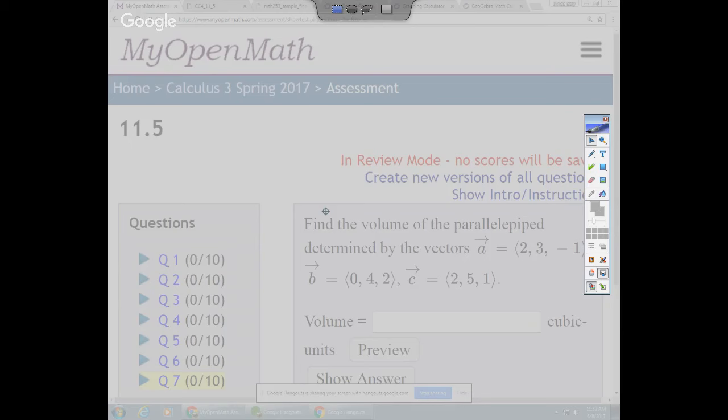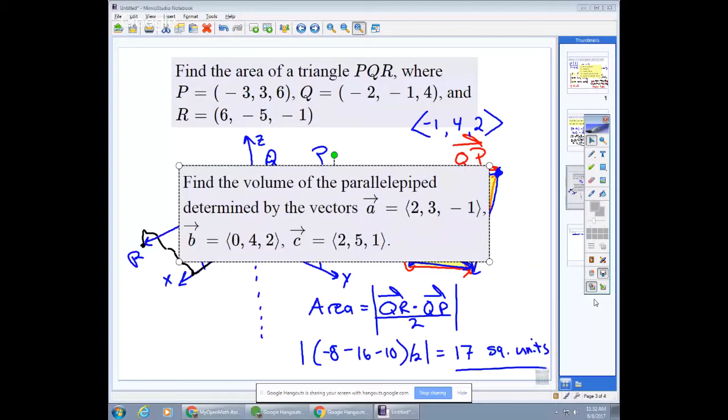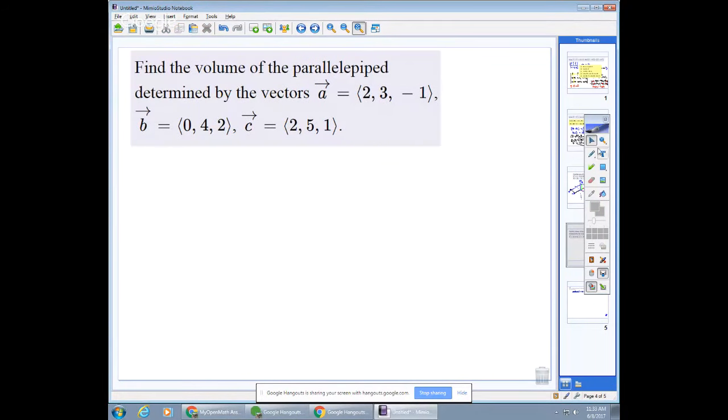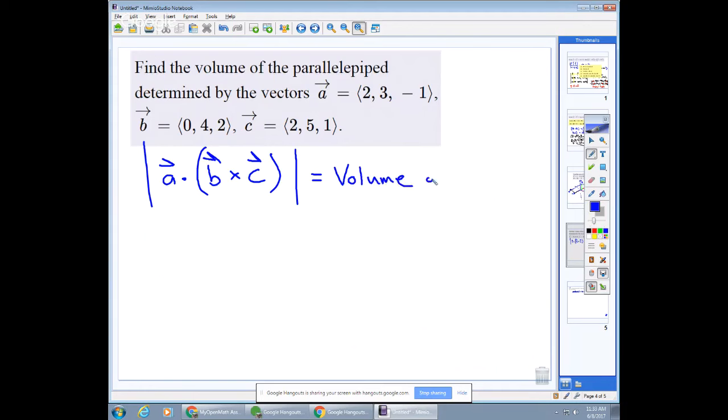Let's see, screen clipping, new page. So one way to solve this problem would be to find the cross product of B and C, excuse me, I keep messing that up. That's going to give me a new vector, and then if I dot that with vector A and consider the absolute value of that, that'll give me the volume of the parallelepiped. So that's not too bad.